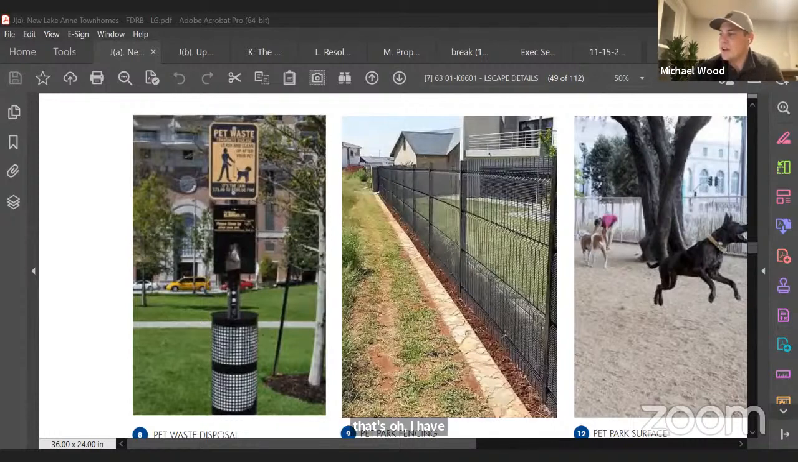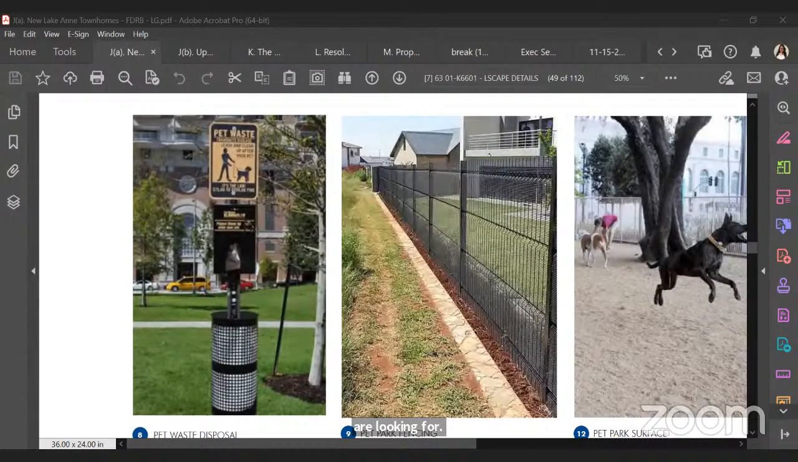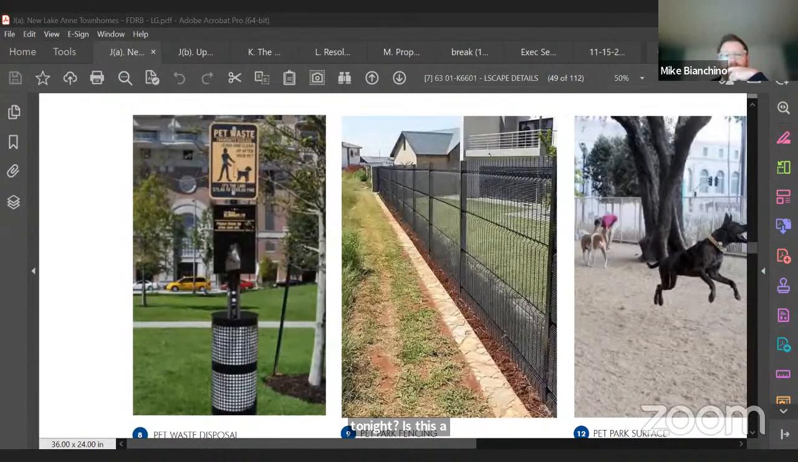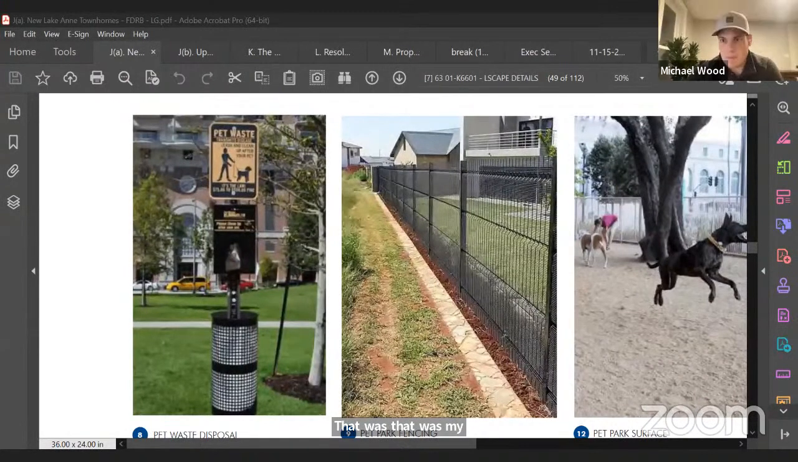Question wise. Board, do you guys want to have a little discussion about the design? What type of approval are you guys looking for tonight? Is this architectural? Or maybe Lynn would be able to clarify that.